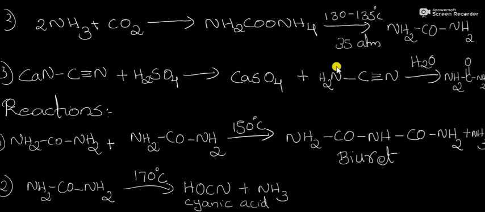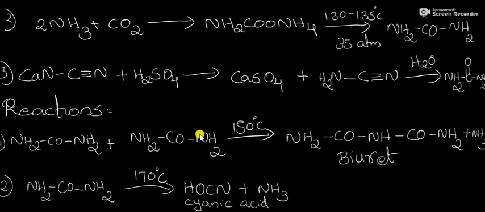And what are the physical properties of urea? Urea is a white crystalline solid having melting point 132 degrees Celsius, and it is soluble in water and alcohol but insoluble in ether, chloroform and benzene. Then let us discuss the chemical properties of urea.